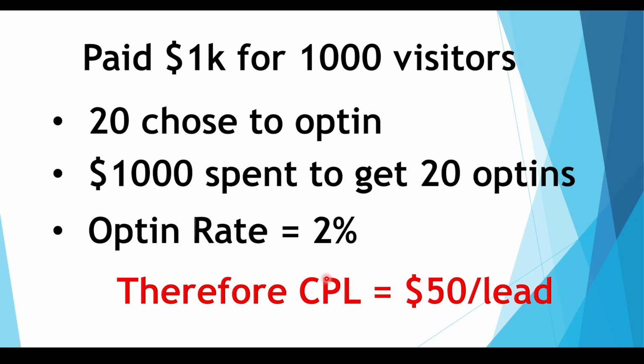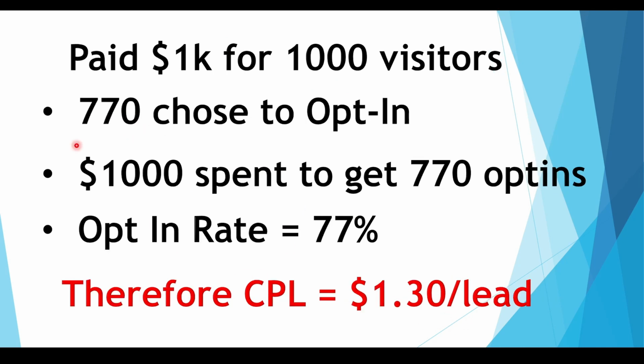If we go back to the second example, with the equation being total amount of money divided by the total amount of opt-ins, or total amount of money divided by the total amount of leads that were gained, you paid $1,000 to get 20 leads. So 1,000 divided by 20 equals $50 per lead. And then if we're looking at the first example, you paid $1,000, you got 770 leads. 1,000 divided by 770 gives you $1.30 per lead. So that's how opt-in rate impacts your cost per lead.